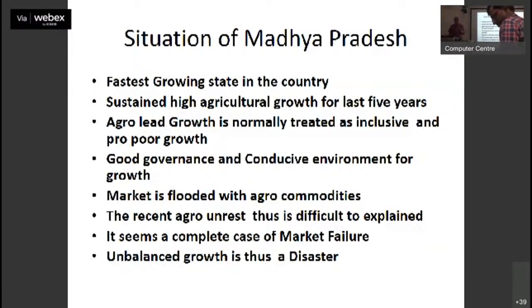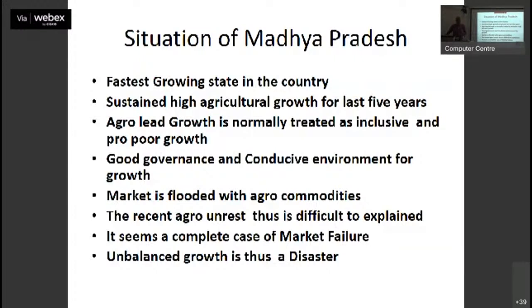Therefore, if you try to understand the agro conditions of Madhya Pradesh, you will find it is all because of market failure. Market is not able to absorb the agricultural production, 16% or 17% growth rate, and that has created a problem of unrest among the farmers. So you need to change the policy.